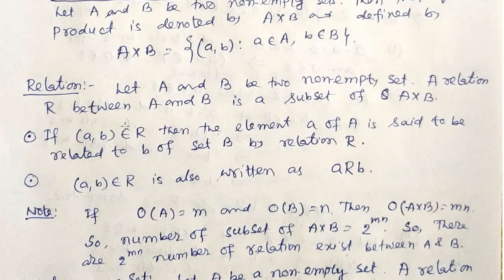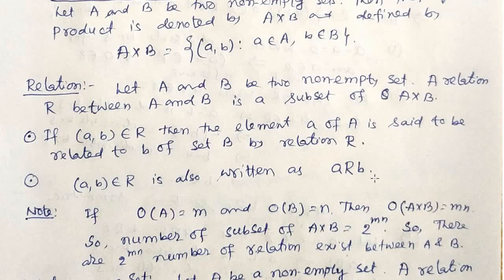If R as a relation is a subset, then the elements of the relation are of the type (a, b) belongs to R. So what do we mean by this (a, b) belongs to R? That is, the element a of A is related to b of B by the relation R. Similarly, this notation (a, b) belongs to R is also written as aRb. This is also saying a is related to b.